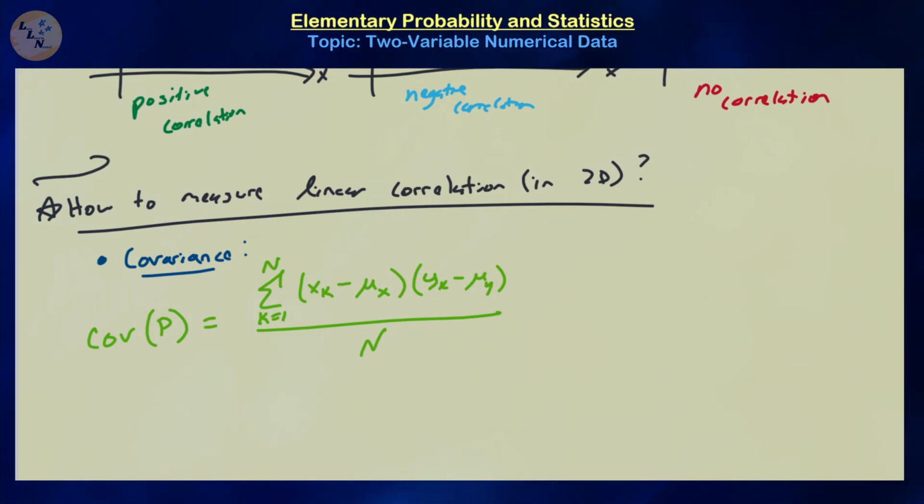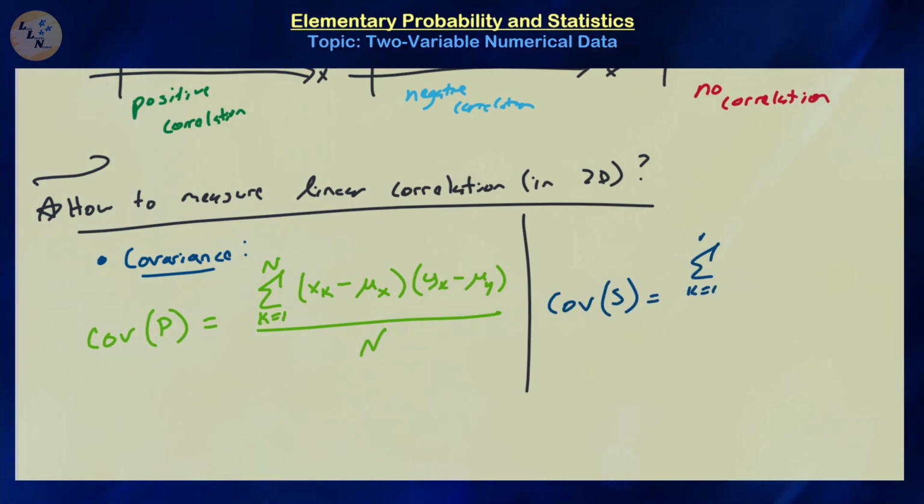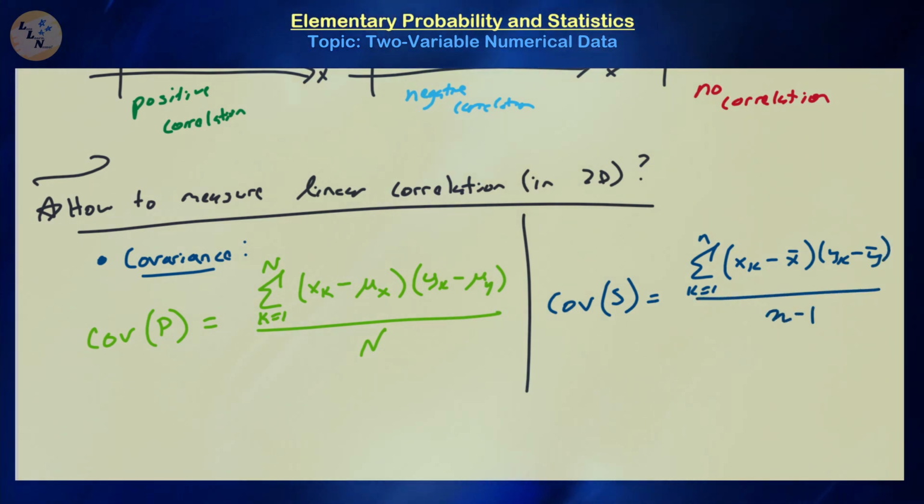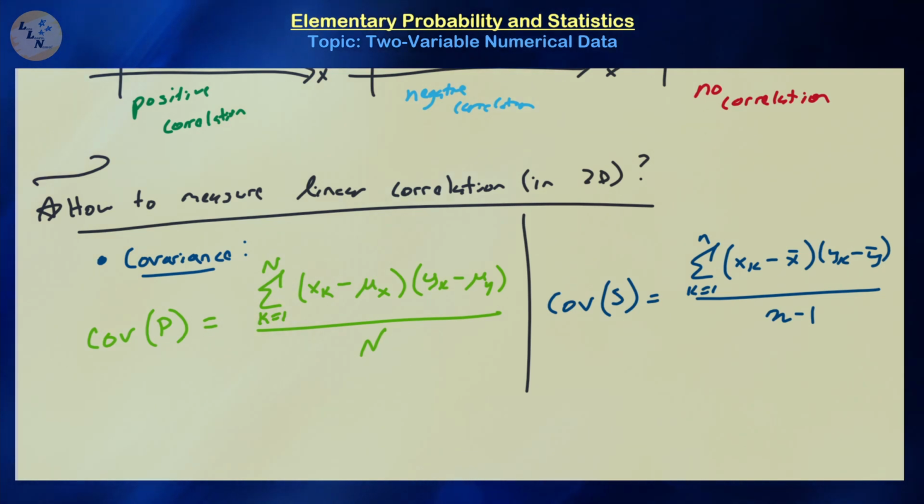And for the sample covariance, so COVS, not cos, COV, this is going to be equal to the sum from k equal to 1 to little n, that's the sample size, xk minus x bar times yk minus y bar, all divided by n minus 1, so the same difference as was, for example, the sample and population standard deviation and variance formulas. Population is divided by n, and sample is little n minus 1.